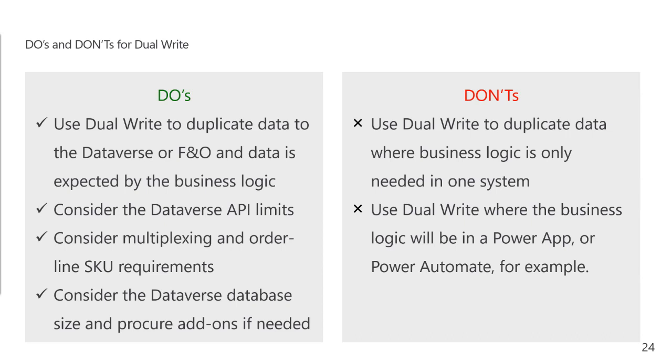Some things not to do with dual write: don't duplicate the data where business logic is only needed in one of the systems. You're better off to use virtual entities for that type of scenario. Also, don't use dual write where the business logic is going to be in, like, a Power App or Power Automate, for example. There's no need to duplicate that data again, right? You could use virtual entities and save yourself some capacity rather than duplicating all of that data.